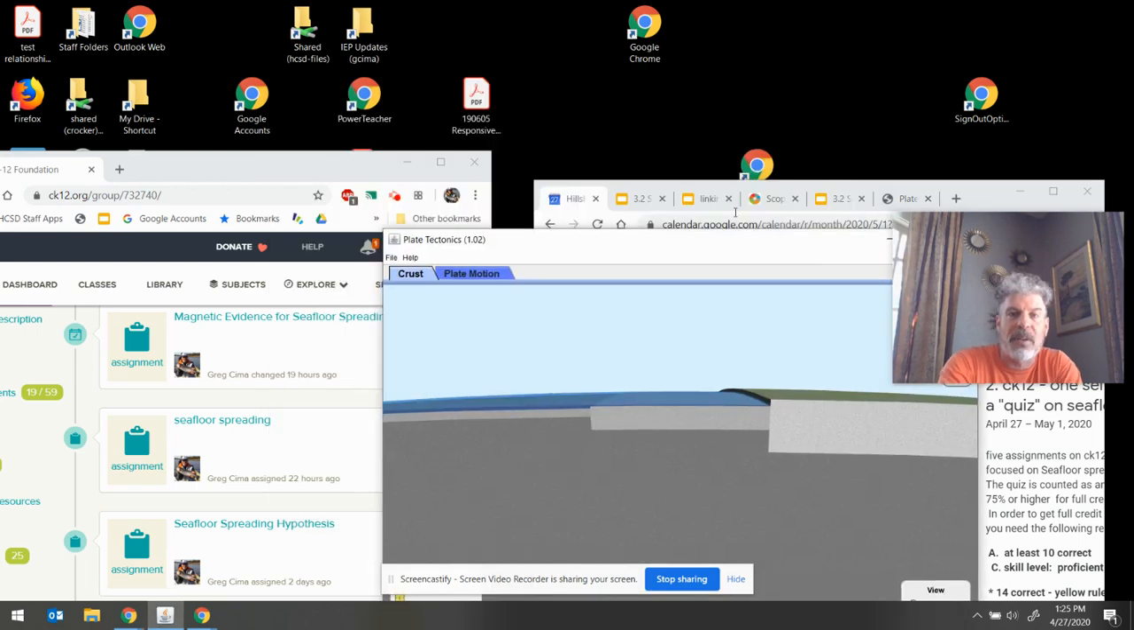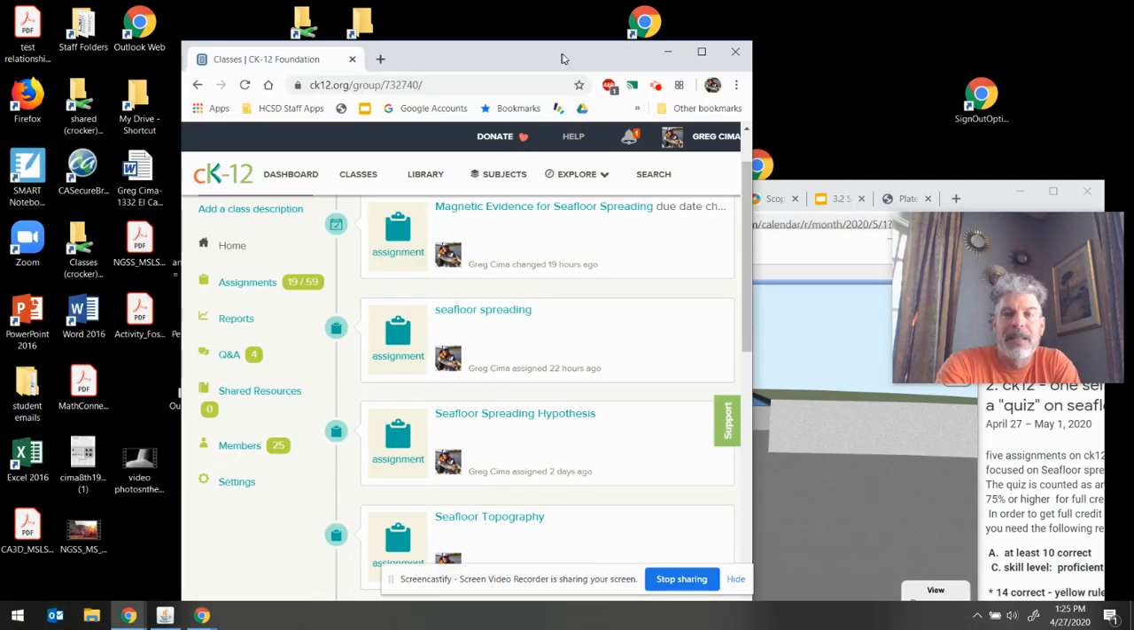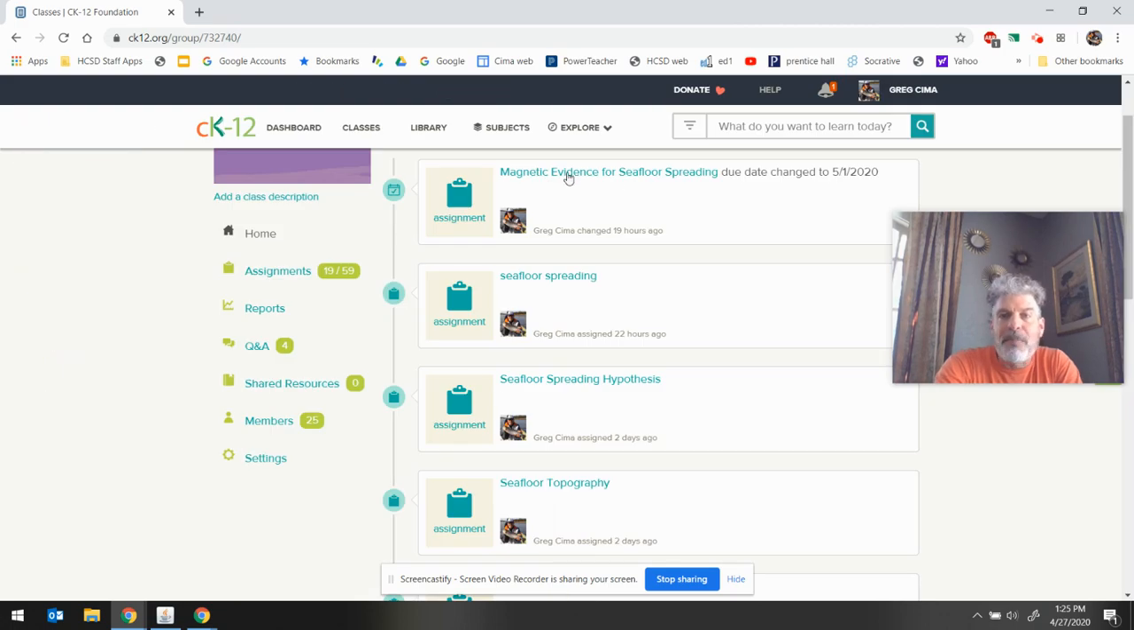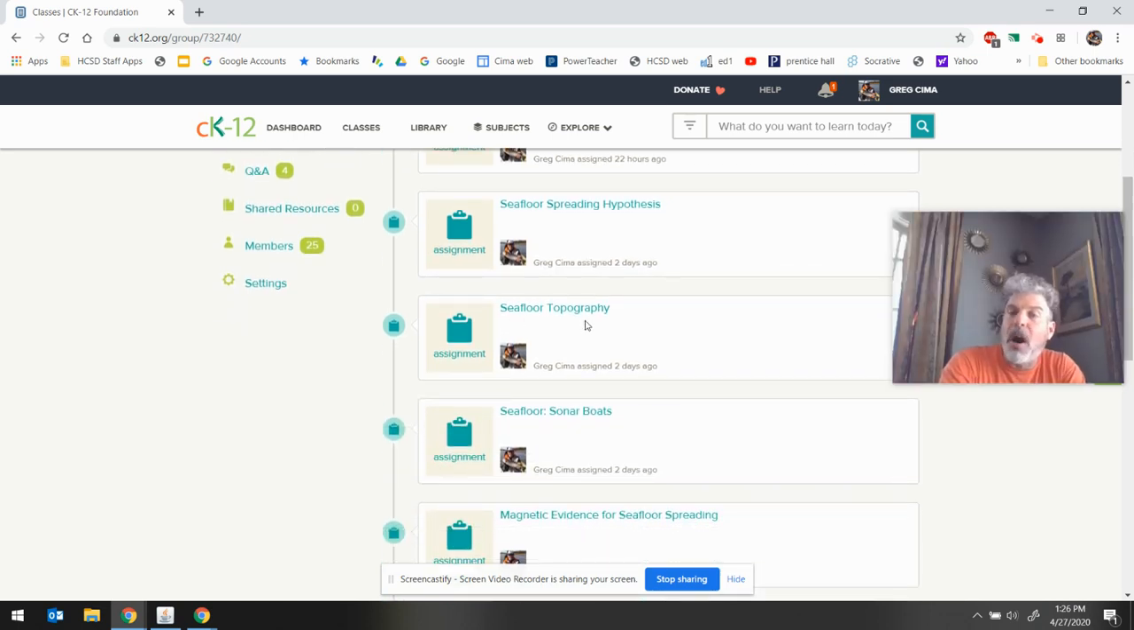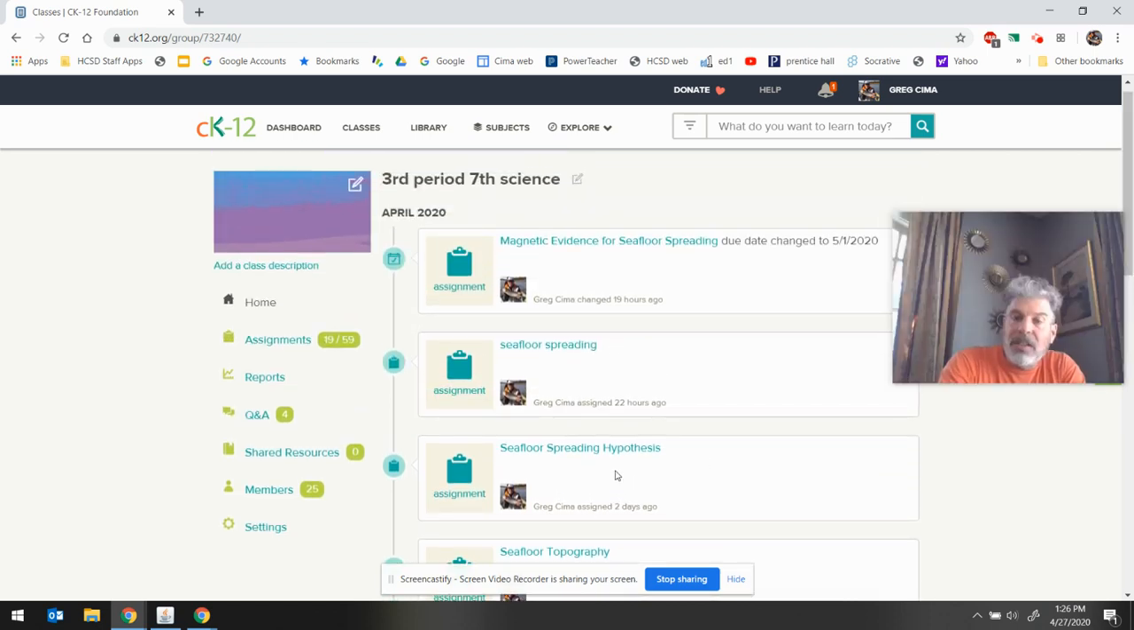Let's see where the CK12 is. I have it right here. Let me open that up. There we go. CK12, magnetic evidence for seafloor spreading. Seafloor spreading, the hypothesis. This is the read the textbook and answer, do the practice assignments. Seafloor topography and seafloor sonar boats. This is a PLIX. This is a PLIX. This is the self-assessment with the textbook. This is the quiz that I wrote. And this is a PLIX. That is all due Friday.